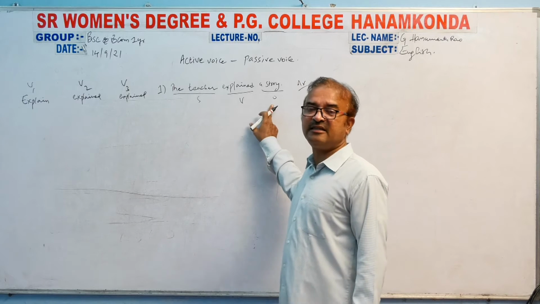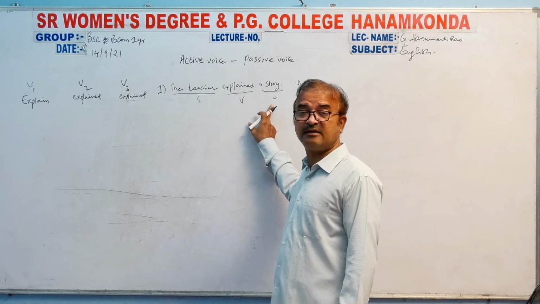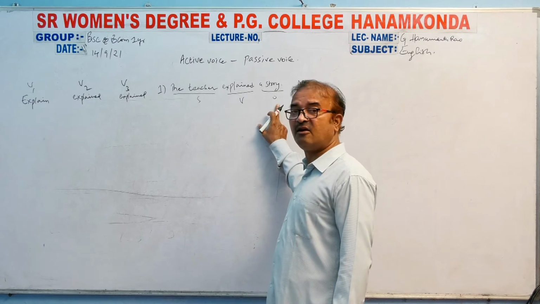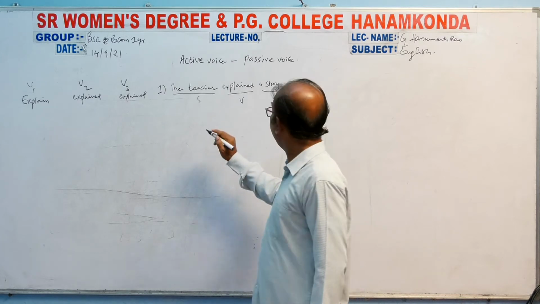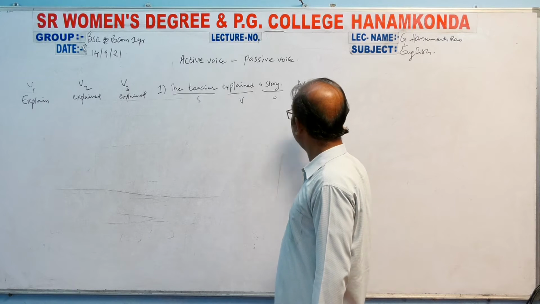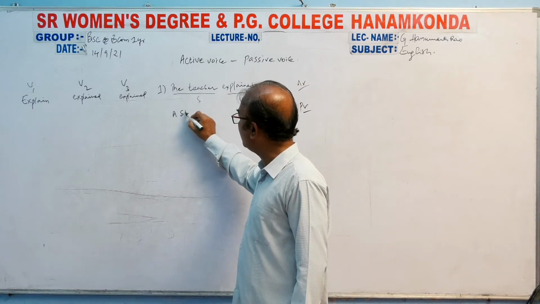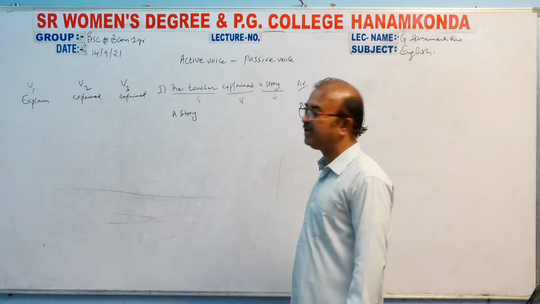Now here the object is a story. Is this singular or plural? A story is singular. So what happens? This is the object in active voice, and in passive voice, the object comes in the place of the subject. What is that? A story, a story.